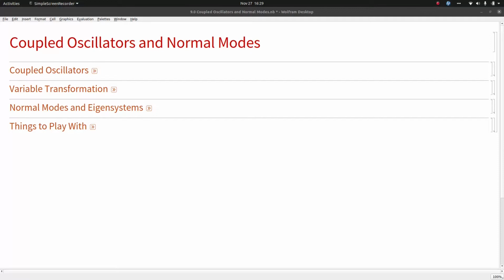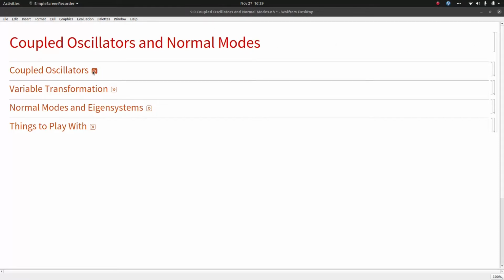And then we'll talk about how to solve the system more generally using something called normal modes and treating it as an eigensystem. And lastly, we'll cover some of the things that you can take your own time to play around with and come up with your own theories and test a little bit.